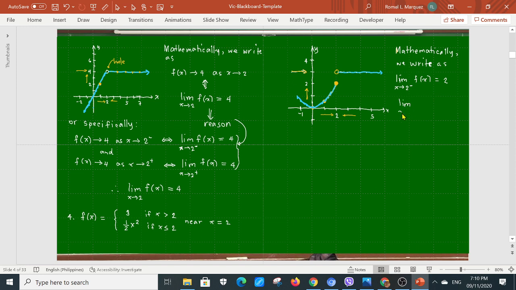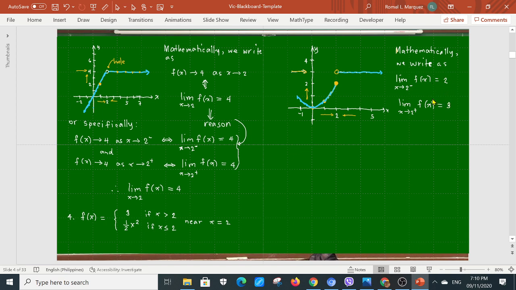Limit. How do we write that? As x approaches 2 from the right of f of x. So what is the answer, guys? Anyone? Sir, 3. 3.